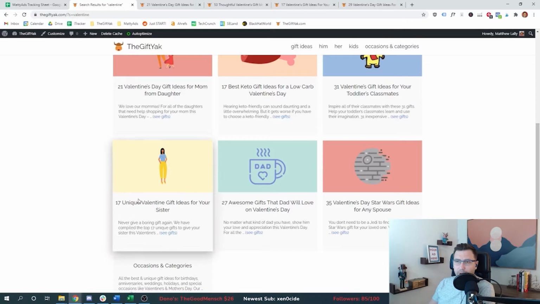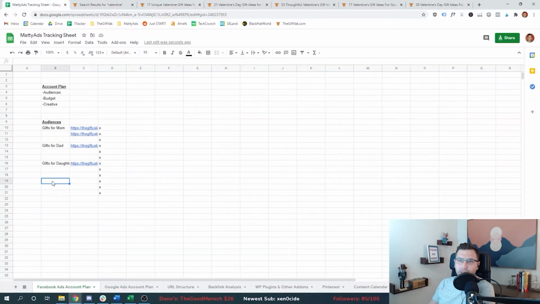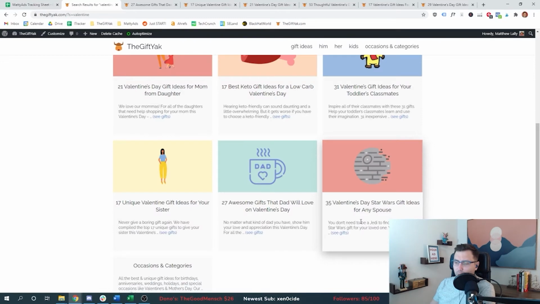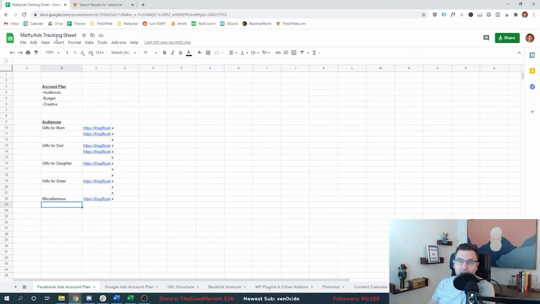We can test it later on. So this one is for sisters, so we will also think about having a sisters bucket. We also have Star Wars Valentine's Day gifts. I think this would be great for Facebook. Those are our Valentine's buckets. So we got gifts for moms, gifts for dads, gifts for daughters, gifts for sisters, and then miscellaneous.